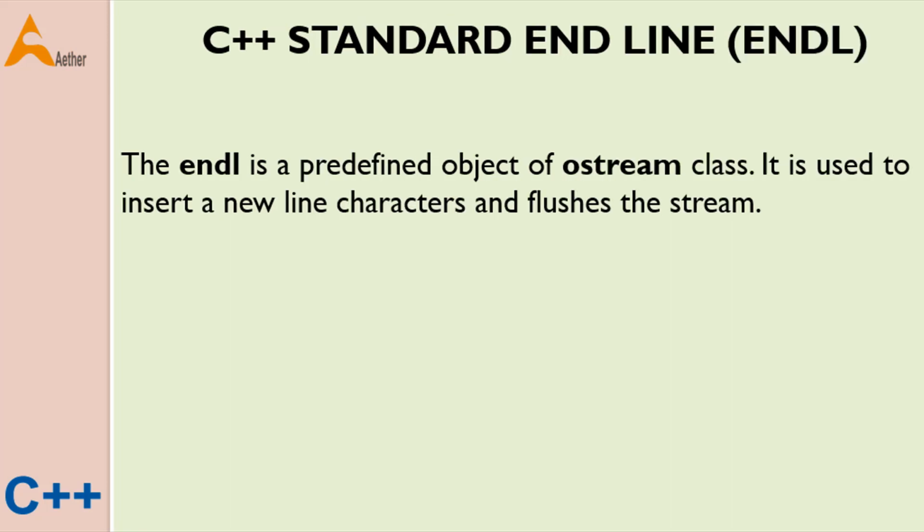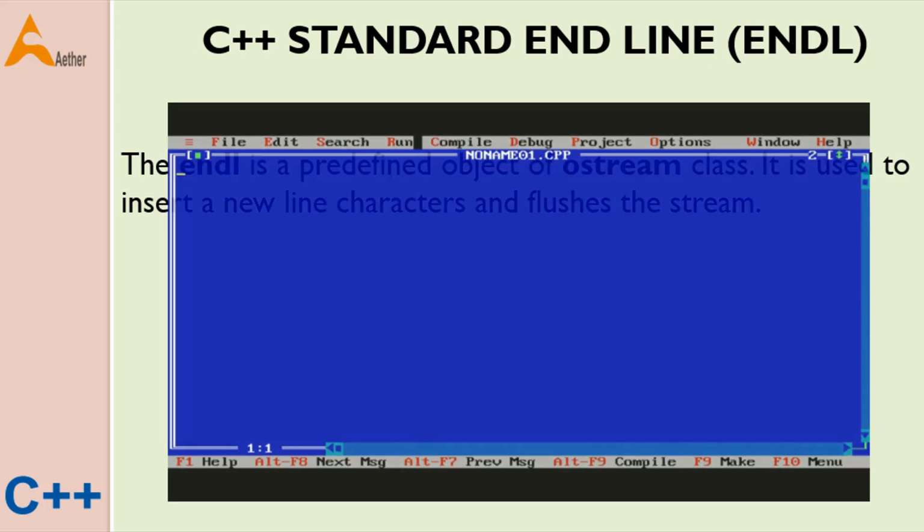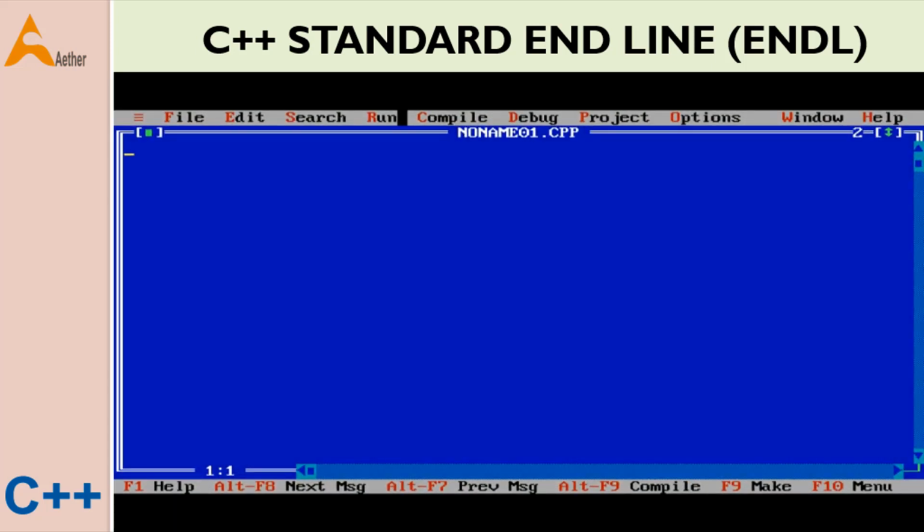Standard end line, endl. The endl is a predefined object of ostream class. It is used to insert a new line character and flushes the stream. Let's understand standard input-output with an example. Watch the example carefully.